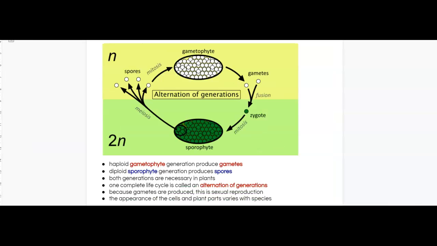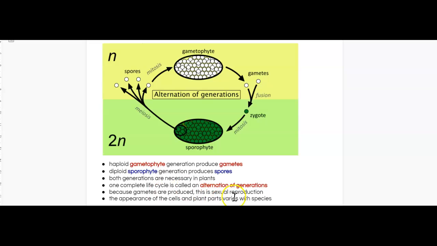Okay, a few more details here that I want to talk about before signing off for the day. I apologize for the small writing here, but I want to be able to reference the diagram as I talk you through these little points. So in the gametophyte generation, we're talking about haploid cells producing haploid gametes. And then we see in the sporophyte generation, diploid sporophytes producing spores. And both plants need both of these generations. It's important for them to be able to go through their life cycle.